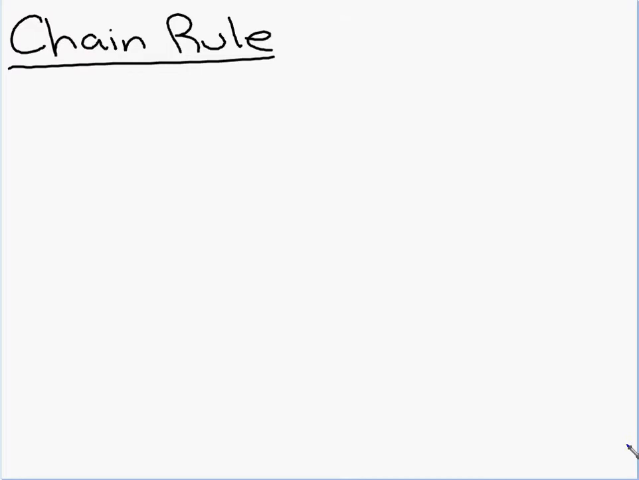Today we start working with one of the most important rules about differentiation, which remember just means finding the derivative, and that is the chain rule. Okay? And what we have to really think about here is this idea of a composition of functions.